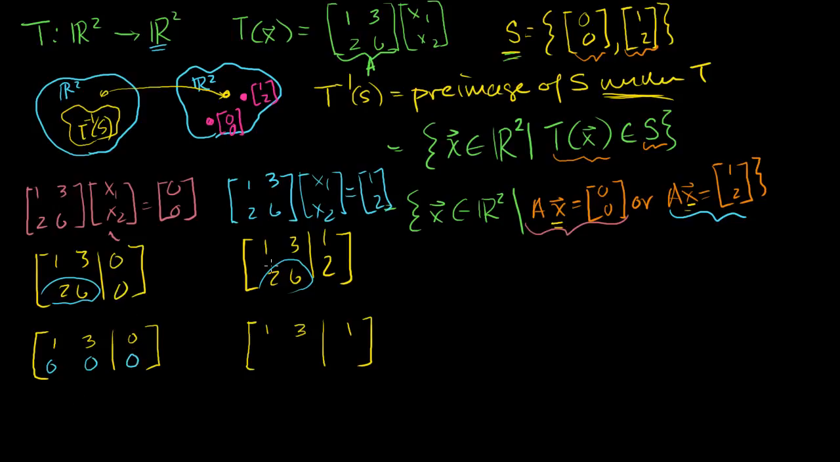Here, 2 minus 2 times 1 is 0. 6 minus 2 times 3 is 0. And 2 minus 2 times 1 is 0. So we get all these zeros, and we're actually done. We have both of these augmented matrices in reduced row echelon form.